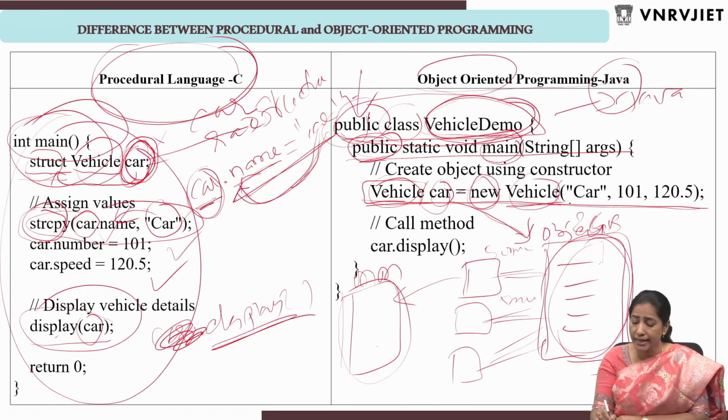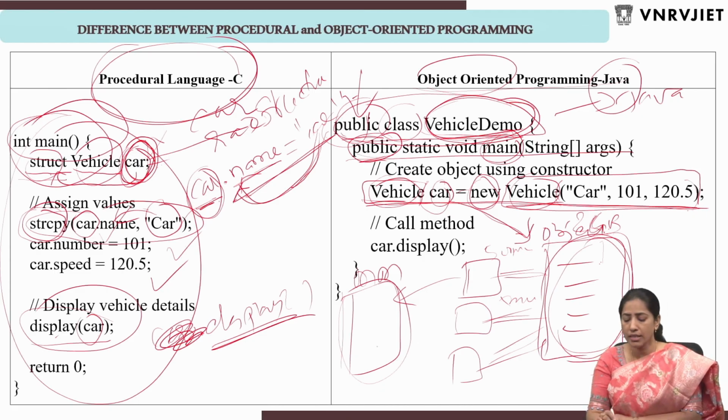But what is indicated by writing the class name here? It indicates that we are calling the default constructor. As I told you, the constructor is used to assign values to the objects of a class. So this statement is calling the constructor with parameters like car name, vehicle number and the speed of the vehicle.